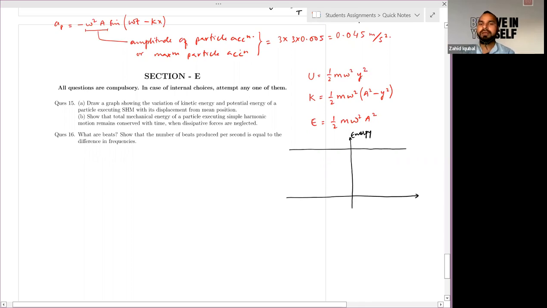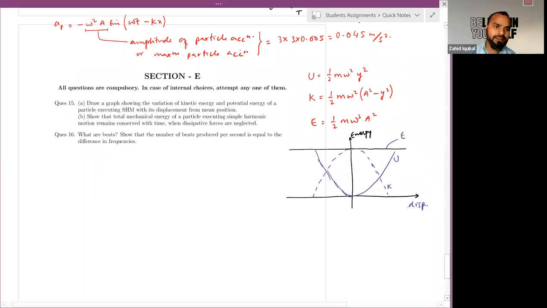For potential energy, if y is 0, it will be 0. That is, at mean position, potential energy will be 0. So graph will be like this. And for kinetic energy, at mean position, kinetic energy will be maximum. So graph will be like this. So this is potential energy, this is kinetic energy, and this is total energy. So this is variation of energy with displacement.